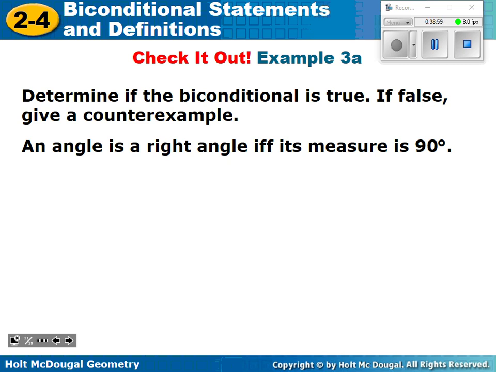Okay, what about this one? True or false? It's true, right? An angle is a right angle. If an angle is a right angle, its measure is 90. If an angle's measure is 90, it is a right angle. This is the definition. Every definition is biconditional, so this would be true.